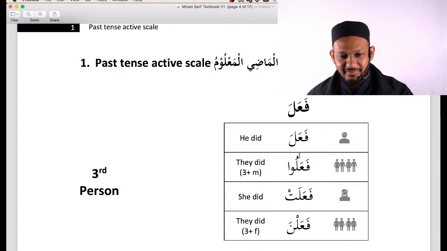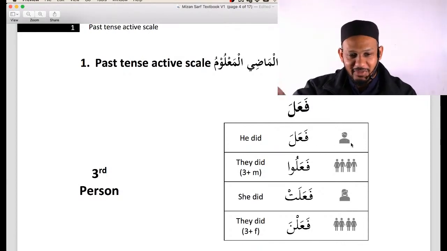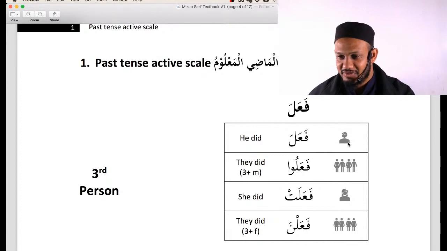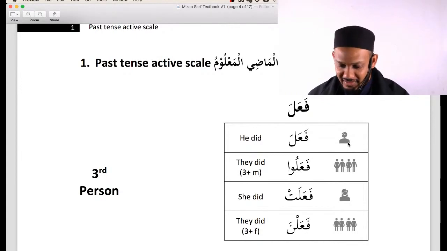Okay, let's go through, inshallah. Fa'ala: we picture the one man and we point to him. We picture the one man and we point to him. Okay, and that's fa'ala, he did.